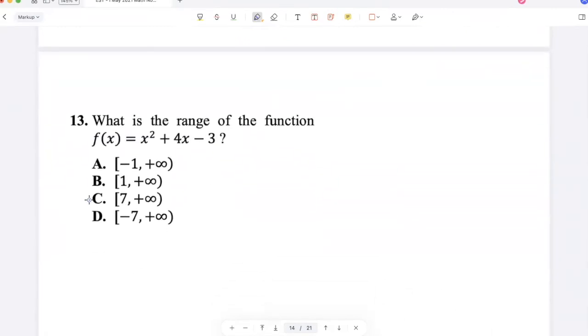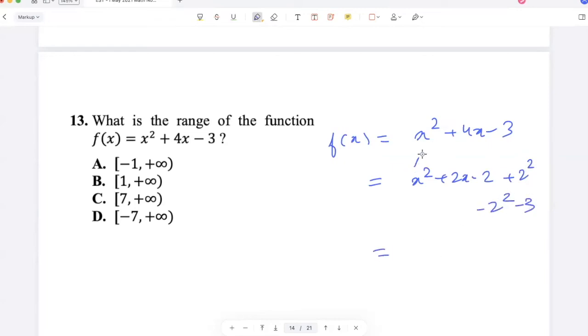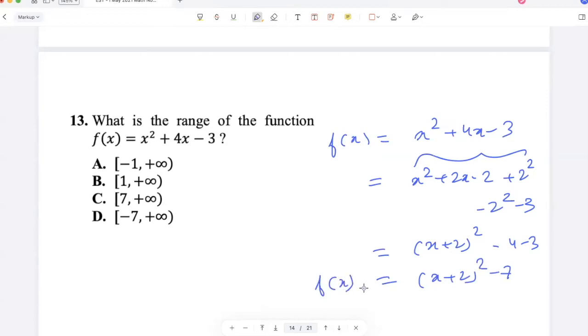What is the range of this function? F of x is x squared plus 4x minus 3. So that's x squared plus 2x into 2 plus 2 squared minus 2 squared minus 3. So these 3 terms will become x plus 2 the whole squared minus 4 minus 3. So x plus 2 the whole squared minus 7. So we basically converted the quadratic to the vertex form. Now x plus 2 whole squared is greater than or equal to 0. So x plus 2 whole squared minus 7 is greater than or equal to minus 7. So the range is from minus 7 to infinity, right? So T.